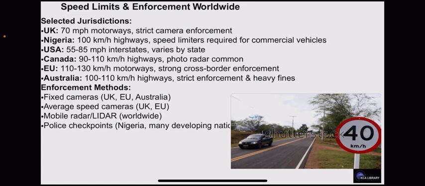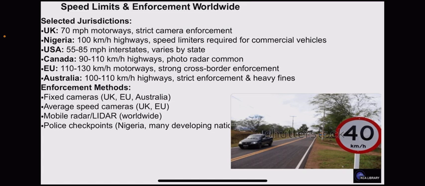Let's move on to the speed limits and enforcement worldwide. Selected jurisdictions: UK, Nigeria, USA, Canada, European Union, Australia, and the likes. Let's look at the speed limits for these countries. For the UK, we have 70 mph on motorways, with strict camera enforcement; cameras strictly monitor that. In Nigeria, we have 100 km/h on highways, and speed limiters are required for commercial vehicles. In USA, we have 55 to 85 mph on interstates. It varies by state, so it depends on the state.